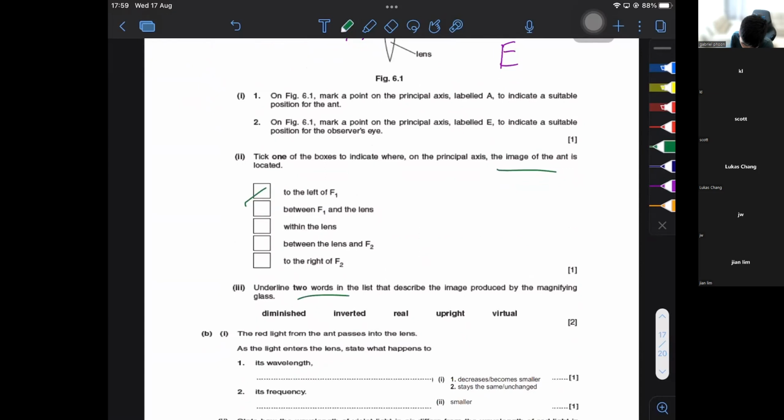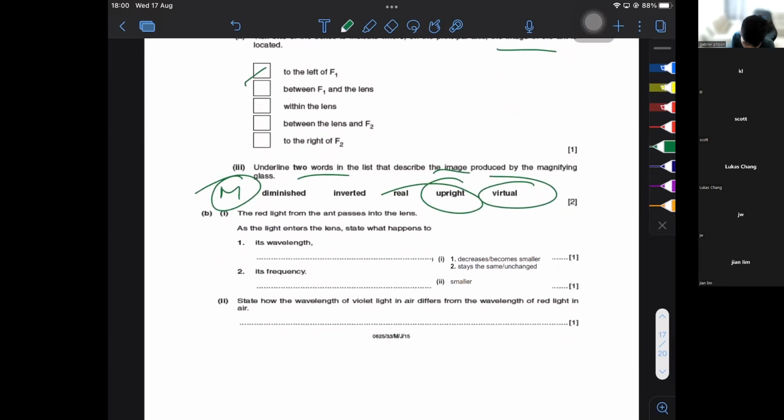And finally, they ask you to use two words to describe the image produced. It is definitely going to be virtual, for sure, right? And it's definitely going to be upright, for sure. And in fact, if there was a magnified here, you can circle that as well.